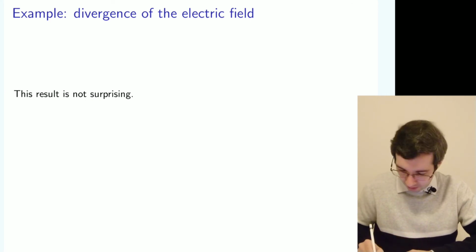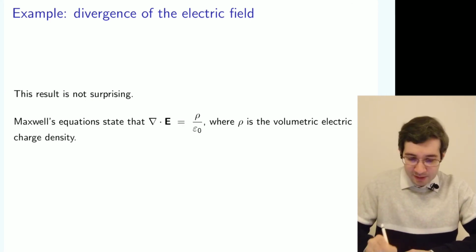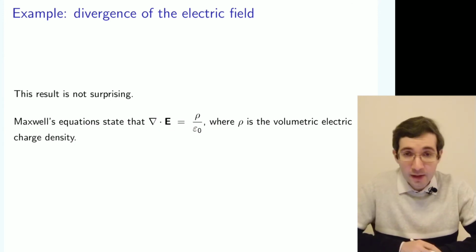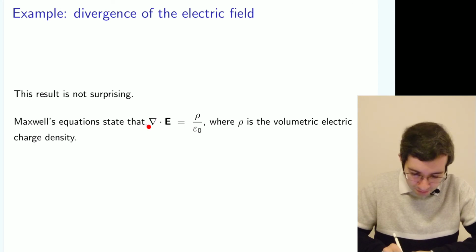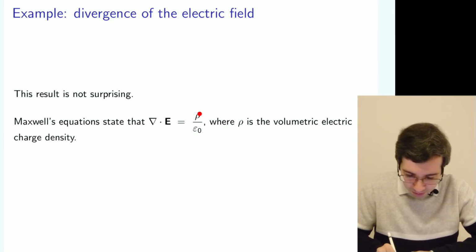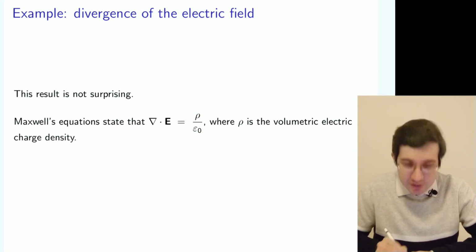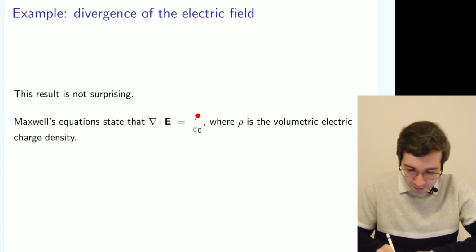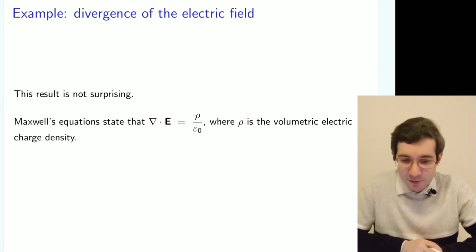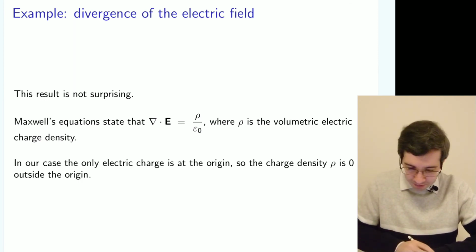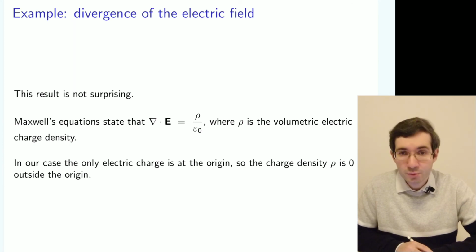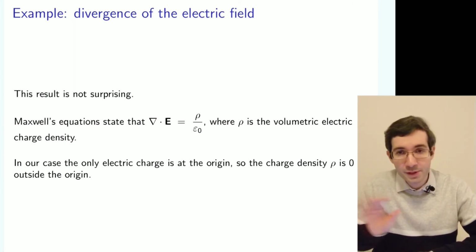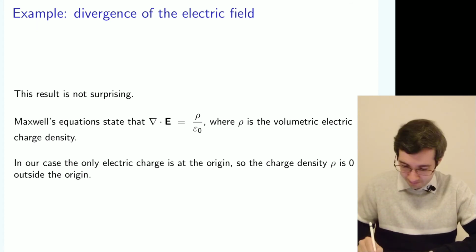And that's not surprising. The reason for that is that there is actually an equation called the Gauss equation, which tells you that the divergence of an electric field equals the volumetric charge density. And because here we have charge density 0 everywhere except for the origin, that's exactly what we observe here. So we just verified that this equation is correct for a particular type of electric field.